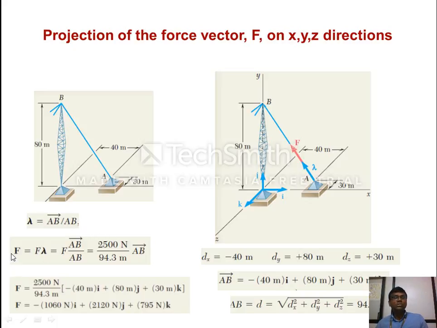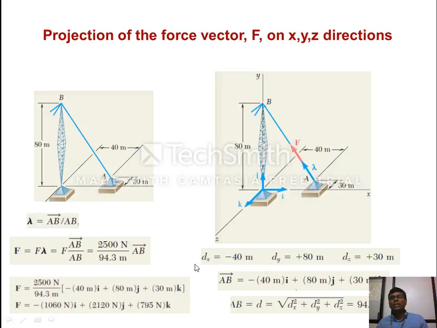Now you look at the force, we don't know what that is. It's the vectorial component. We know the magnitude from the problem, 2500 Newton. Now what you have to do is F into the AB vector divided by AB, that is lambda. So you convert that, now you resolve that into F equal to minus of that component, this is fx, this is fy, that is fz.